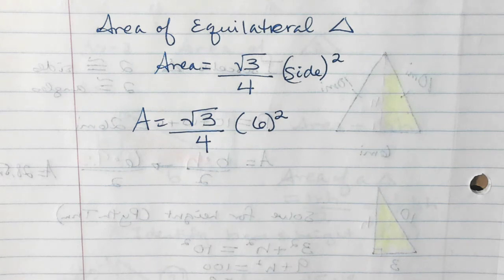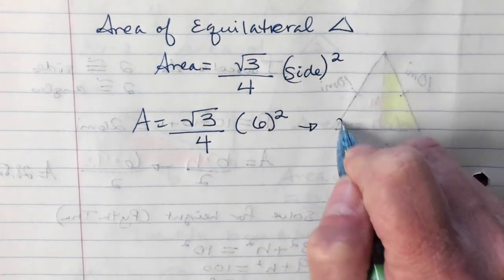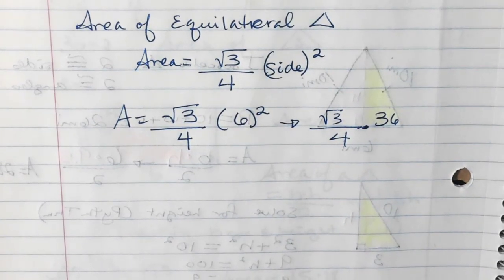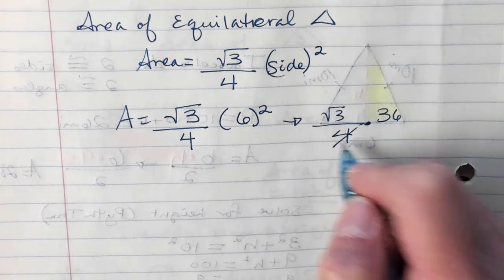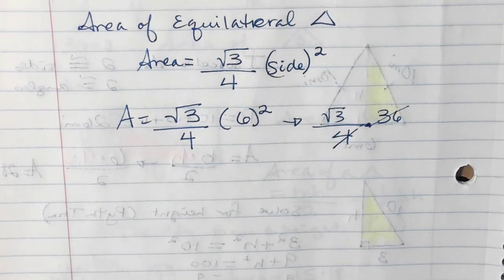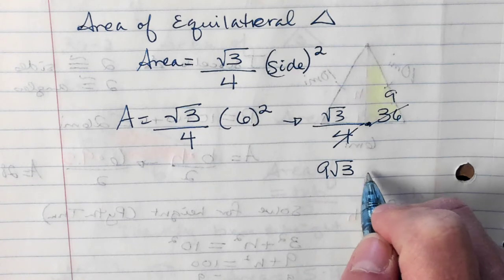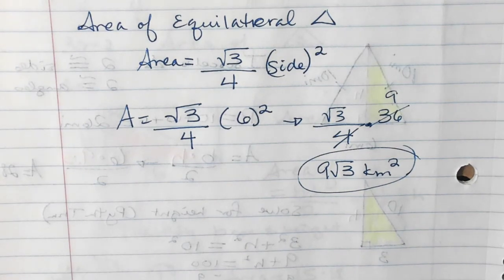That's it. But that's not it, because we need to make sure that we can type this. Now, I'm going to show this a couple of different ways. I'm going to leave it with the square root in it, and I'm also going to provide the decimal because I want you to be able to have both options available. We know that 6 squared is 36. And in this particular example, 36 and 4 can reduce. Four goes into 36 9 times. And this becomes 9 root 3 kilometers squared.